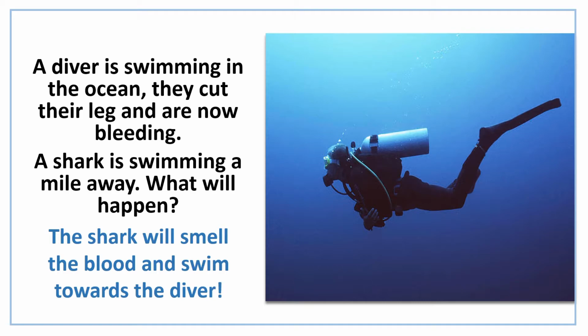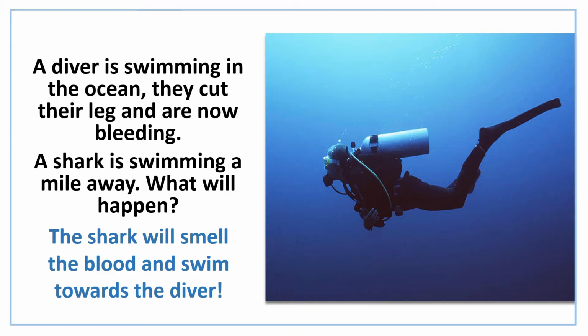A diver is swimming in the ocean, they've cut their leg on some coral, and they are now bleeding. There is a shark swimming a mile away. What's going to happen to the diver? Well, the shark is going to be able to smell that diver's blood, or sense that diver's blood, and is then going to swim towards the diver, even though that diver is roughly a mile away from the shark.